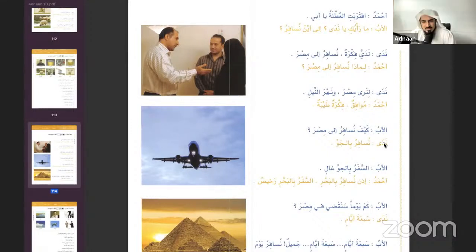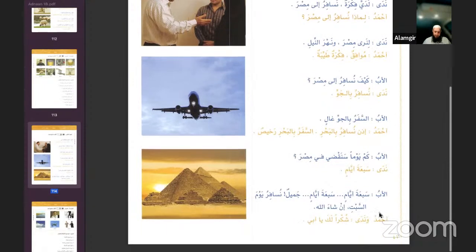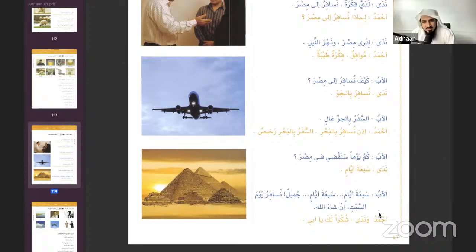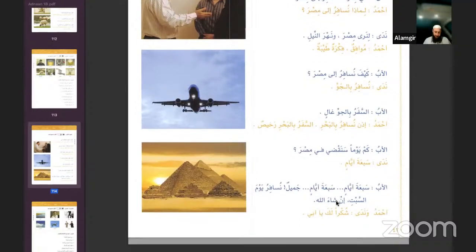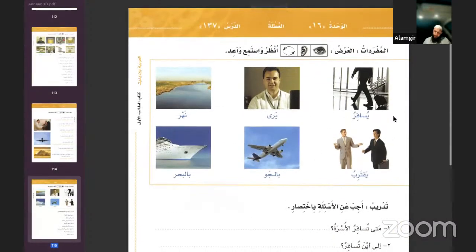كم يوما سنقضي في مصر؟ How many days will we spend in Egypt? 7 أيام. 7 days. Beautiful. نسافر يوم السبت إن شاء الله. We travel on Saturday إن شاء الله. Then Ahmed, Nada, say شكرا لك يا أبي.